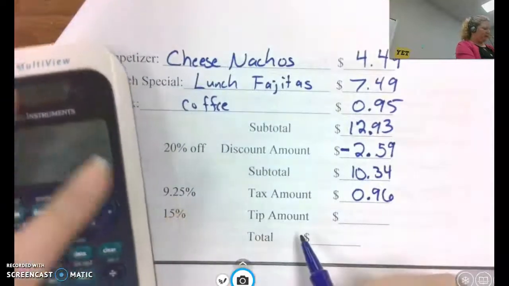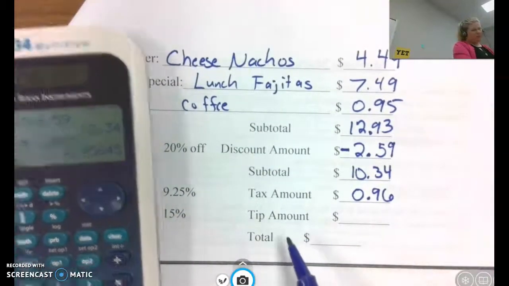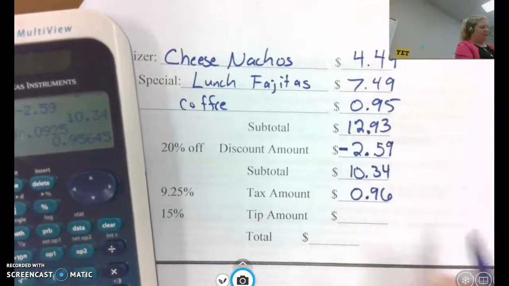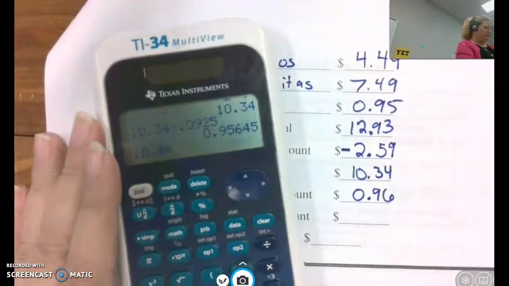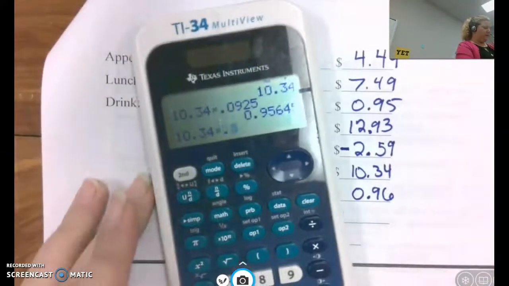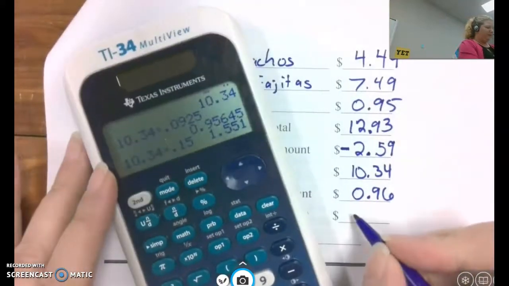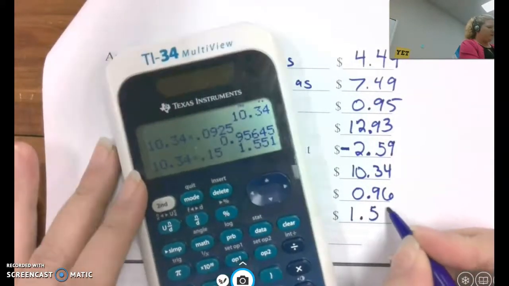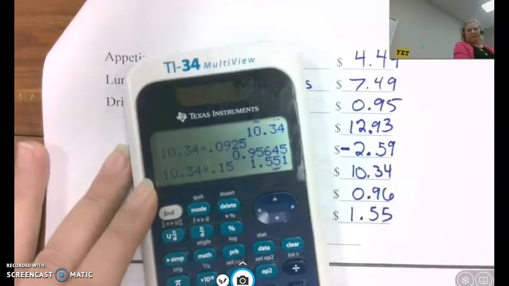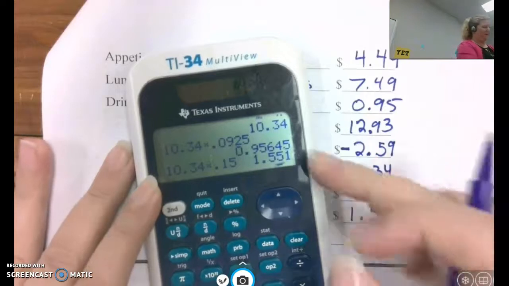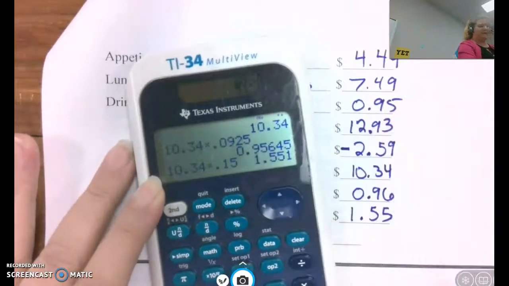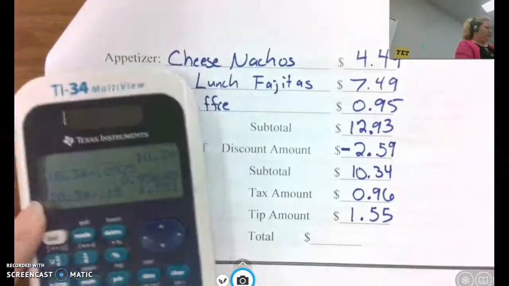Now the tip amount. Usually we don't pay a tip on the tax. If we're using percentage, we just take our subtotal and multiply by 15%, that's times 0.15. So that's going to be $1.55. This time I didn't round up, I just left it alone. Some people say round down, but no. We're not making that 54 cents. We're not making it less. It's still going to be 55 cents.